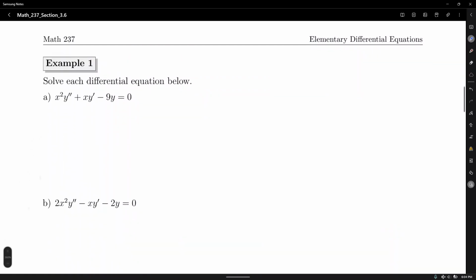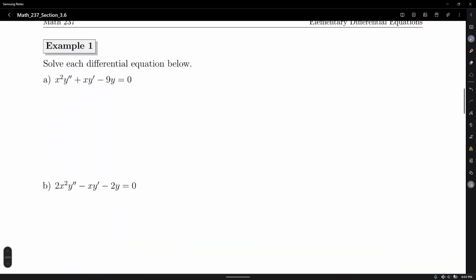All right, well, let's solve each differential equation below right here to see this in action. So solving the equation x squared y double prime plus xy prime minus 9y equals 0. We propose a solution to the equation of the form a m squared plus b minus a m minus 9.